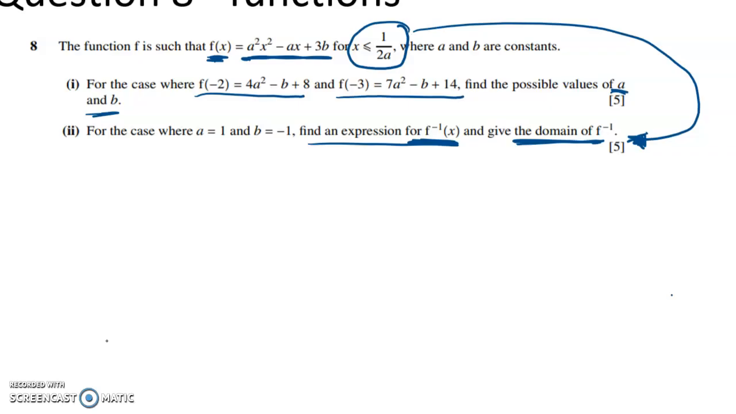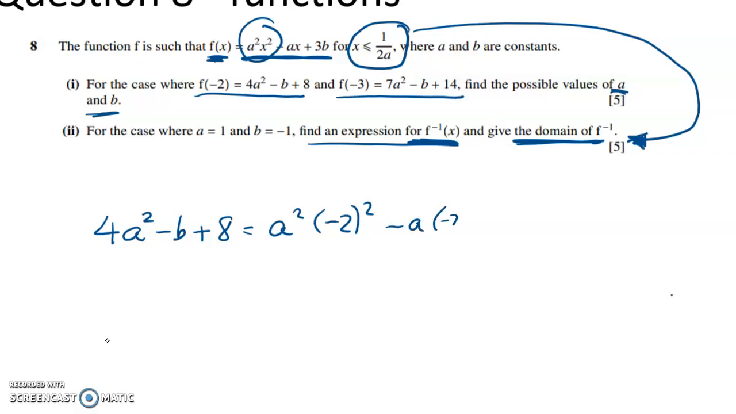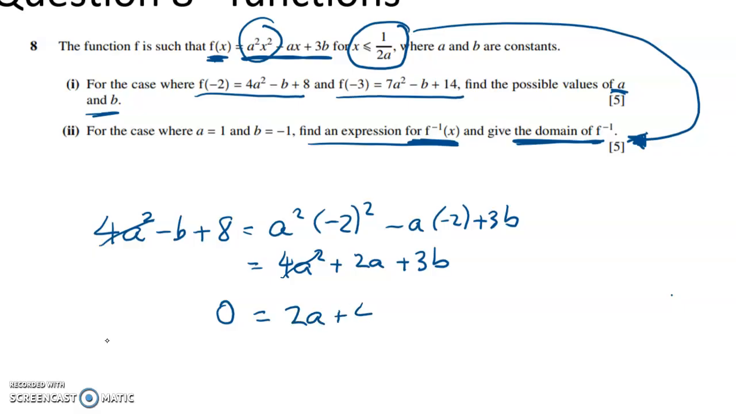So f of negative 2 is equal to 4a squared minus b plus 8. f of negative 2 happens when we substitute x of negative 2 into the function. So that's equal to a squared times negative 2 squared minus a times negative 2 plus 3b. So that gives us 4a squared plus 2a plus 3b. So rearranging that gives me 0 is equal to 2a plus 4b take away 8. Okay, so obviously there are other ways that we could have rearranged, but that will do us for now.